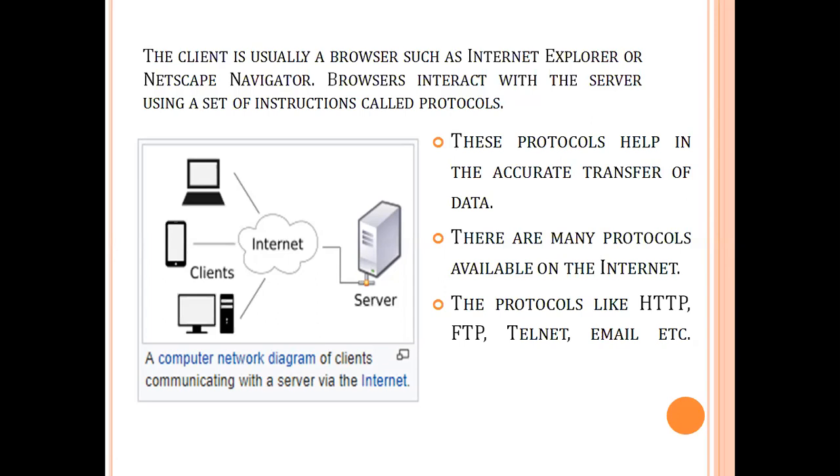These protocols are used to provide accurate transfer of data, because when the client requests some data, the server will provide the data back to the client. To transfer the data between the client and the server, we should use some instructions, nothing but protocols. Some protocols available on the internet are HTTP, FTP, Telnet, email, and so on. By using these protocols, a client and a server will communicate and share data. Okay, so this is about the client server architecture.